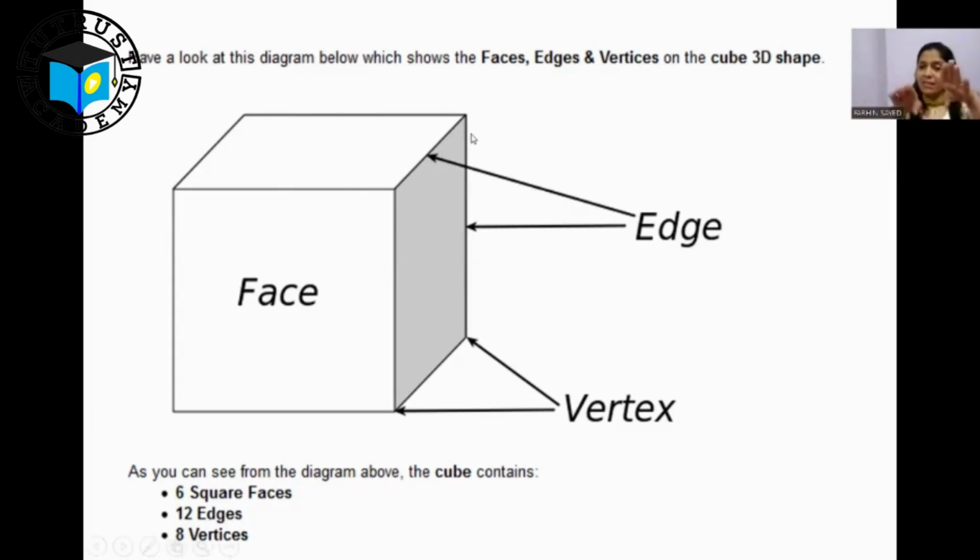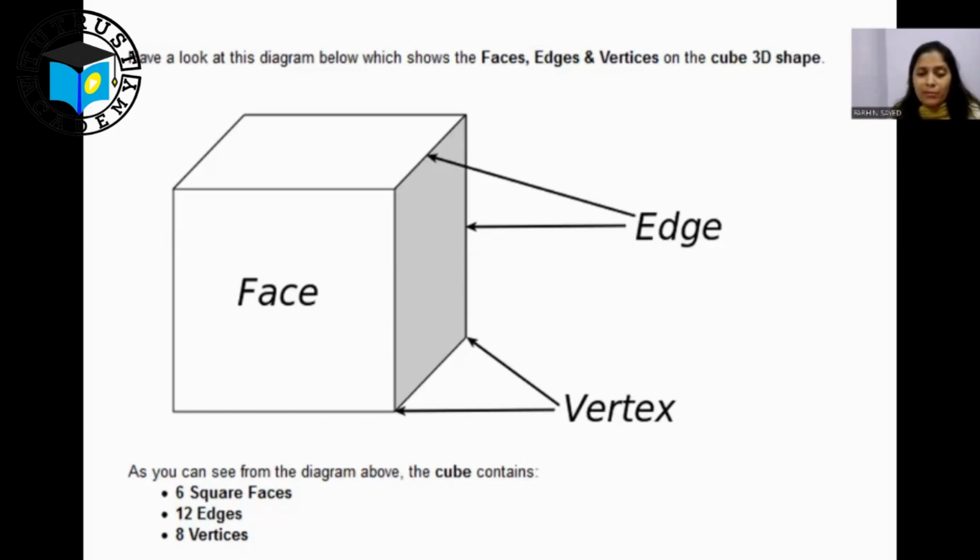Where the squares join are called the edges. Okay, these are the edges. Can you see my arrow? These are the edges. It has 12 edges. The corners that I show you are the vertices. One is a vertex, many are vertices. When I say vertex, I'm talking about one corner. When I say vertices, I'm talking about the 8 vertices that a cube has. So a cube has 6 faces, 12 edges, and 8 vertices.